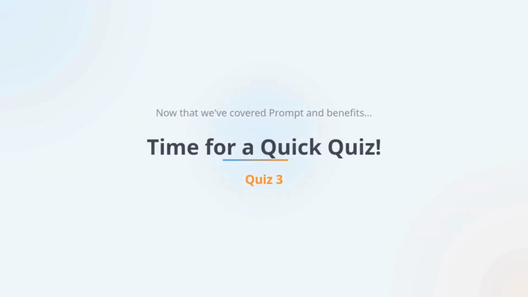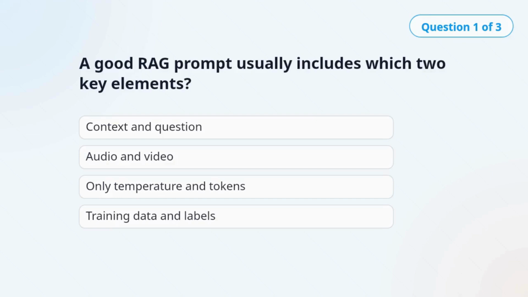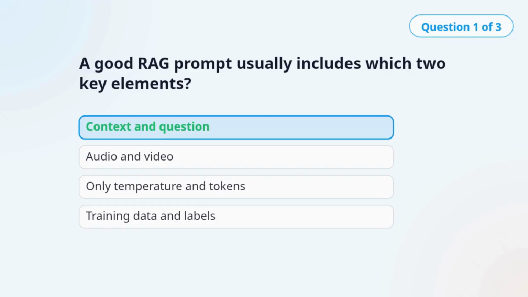Now that we've covered prompts and benefits, let's test what we've learned so far. Here's quiz number 3. See if you can get it right. Question 1. A good RAG prompt usually includes which two key elements? The correct answer is context and question. The article highlights that effective RAG prompts combine retrieved context with the user's question.